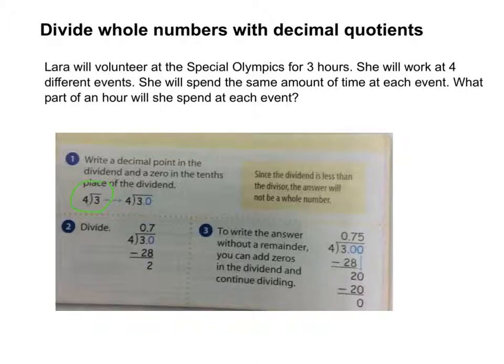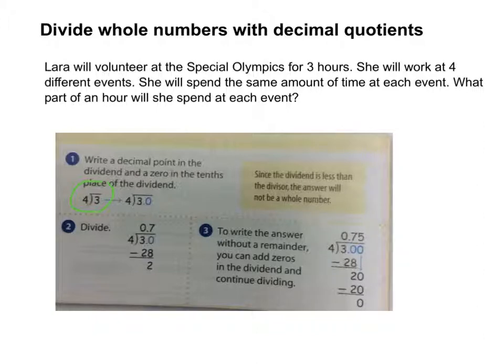No. We know because the dividend is less than the divisor, right? 3 is less than 4. So the answer will not be a whole number. Will the answer be more than 1 or less than 1? Because if I only have 3 things, but I want to divide it amongst 4 people, will they each have a whole piece or less than a piece? So we know that our answer will be less than 1.